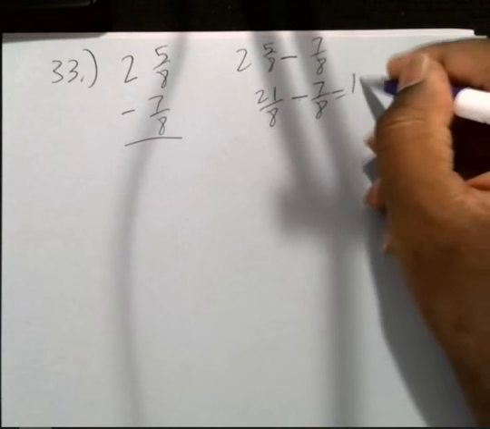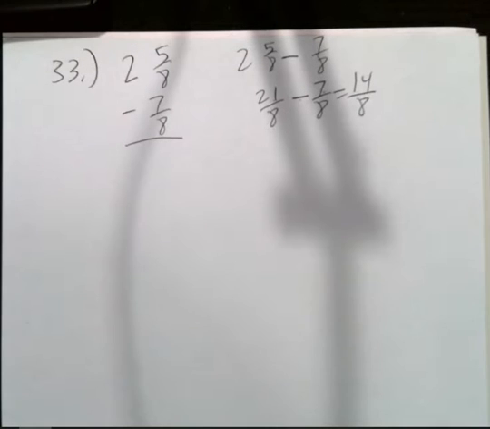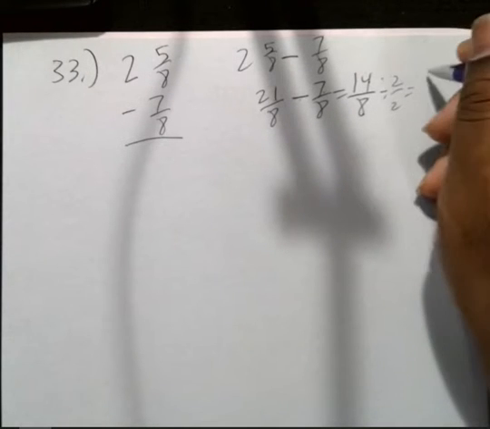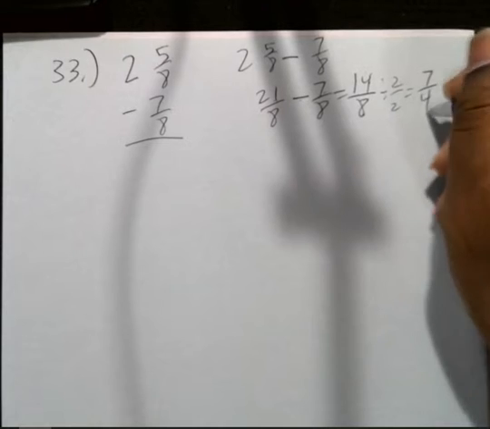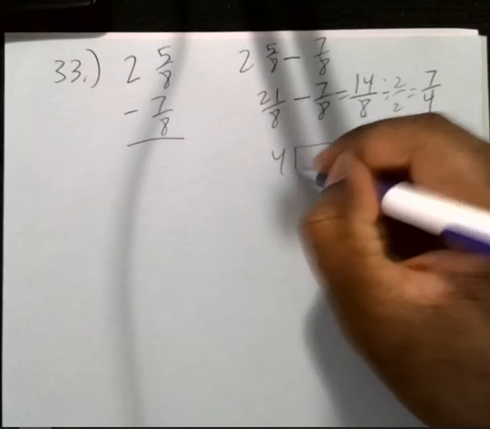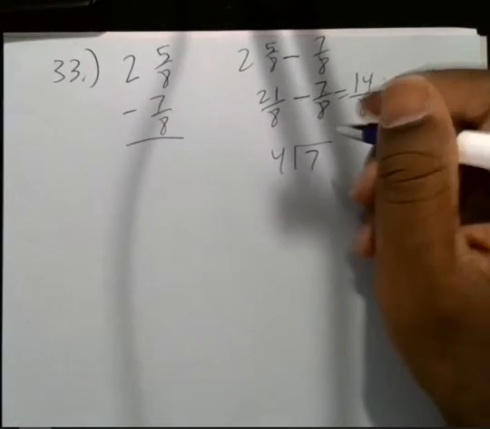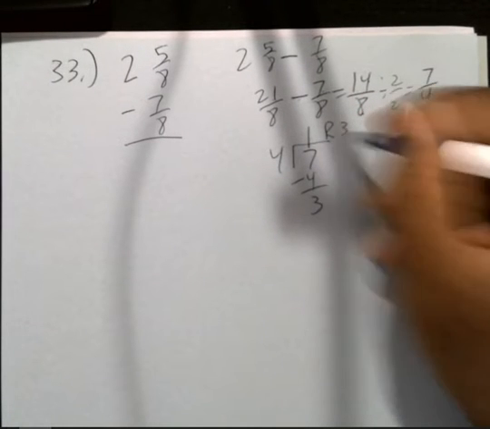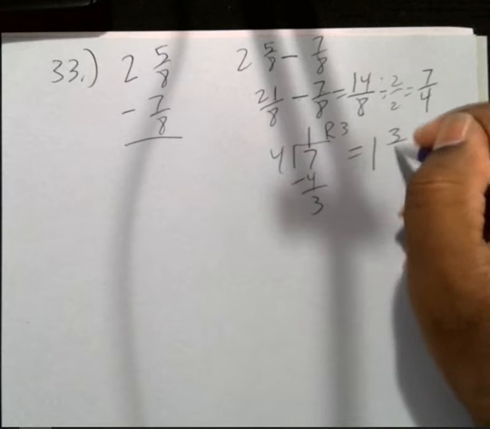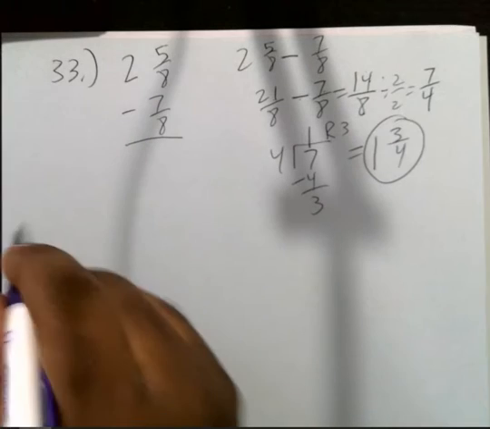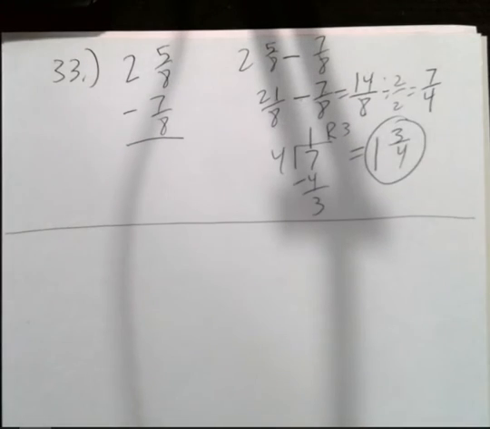21 minus 7 is 14, all over 8. Okay, now 14 and 8 both have 2 in common. So we'll divide out the 2, and that would give us 7/4. Now we were supposed to take 4 into 7, because if we can make it into a mixed number, we're supposed to. 4 goes into 7 once, and we have a remainder of 3. So our final answer would be 1 3/4. Okay, now that took care of problem 33.